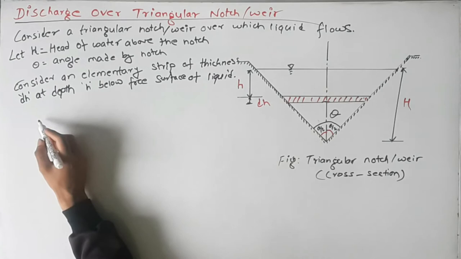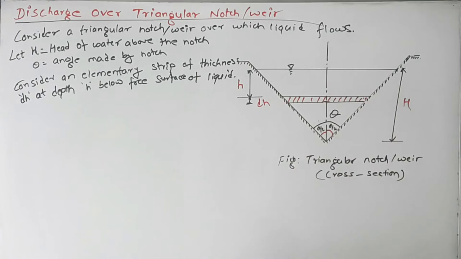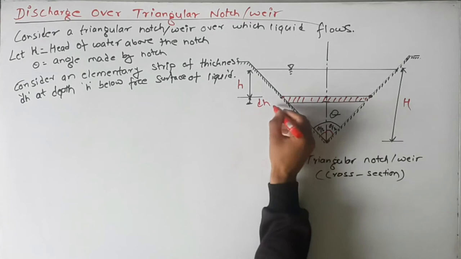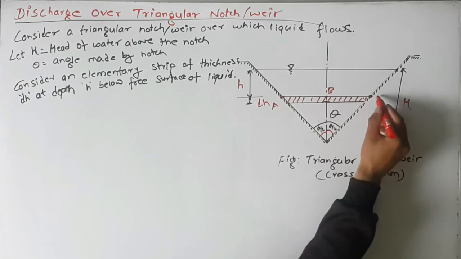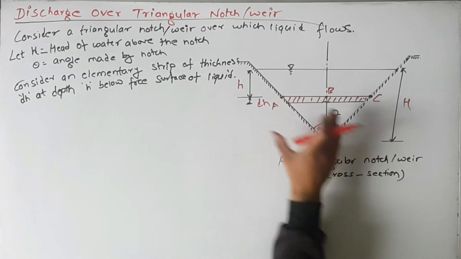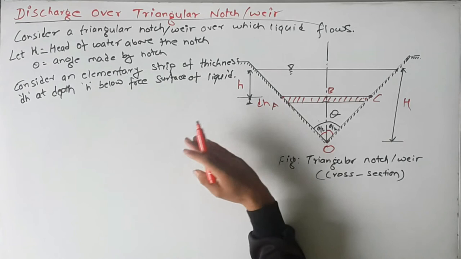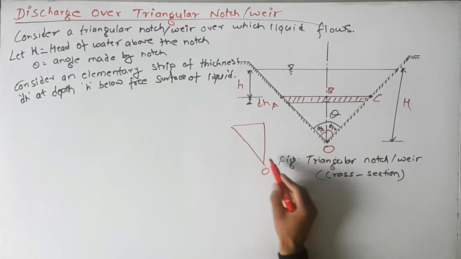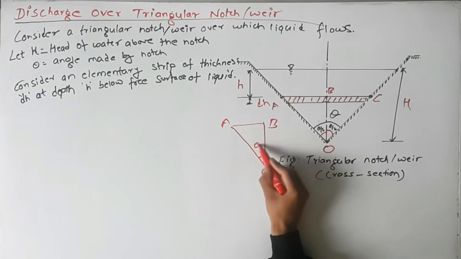Now we can see here two triangles. I will write the names of these points. Let this point be A, this point be B, this point be C, and the apex is O. You can see two triangles, one on the left side and another on the right side. So we take a figure. This angle is theta by 2.